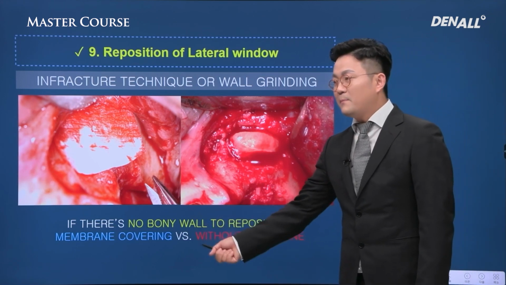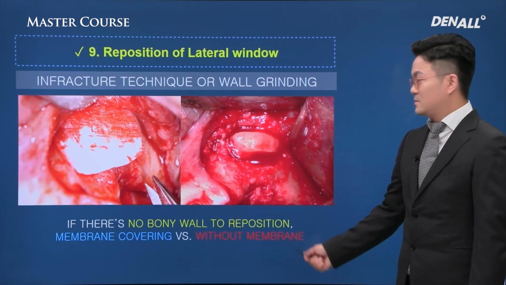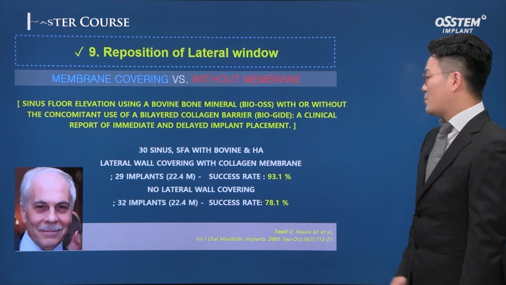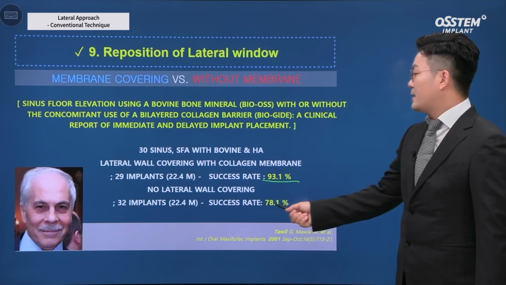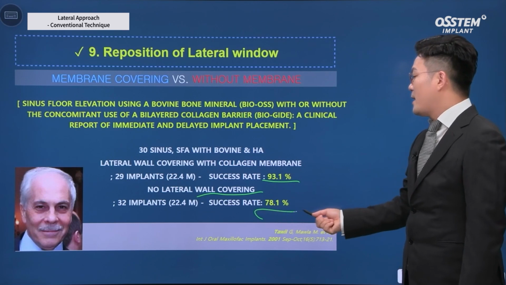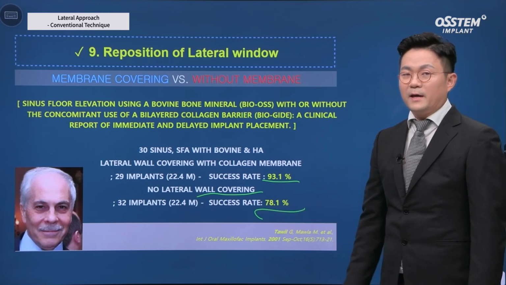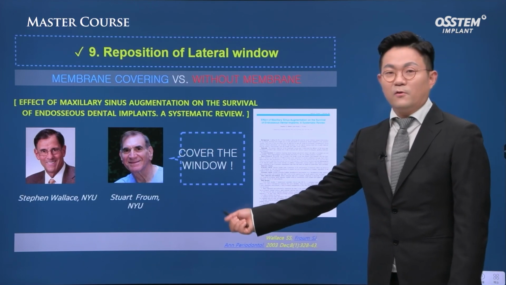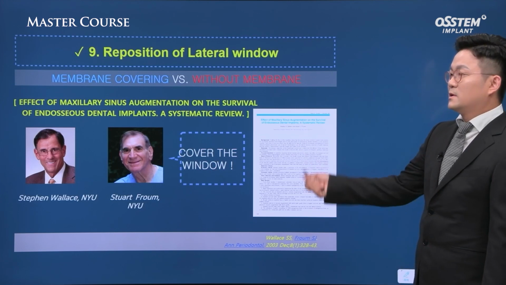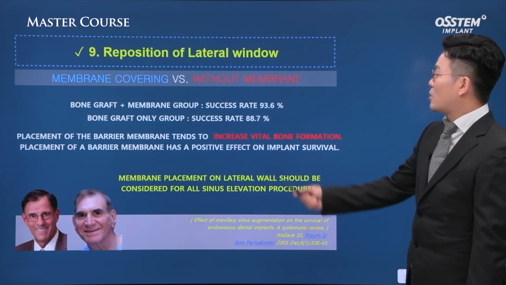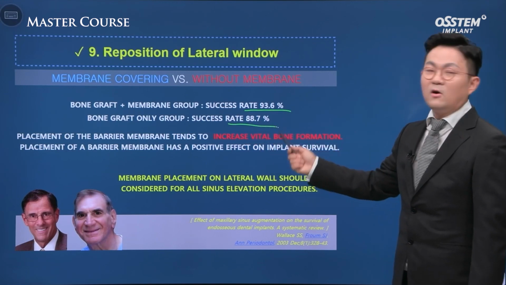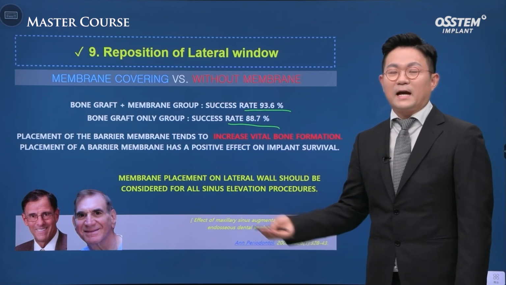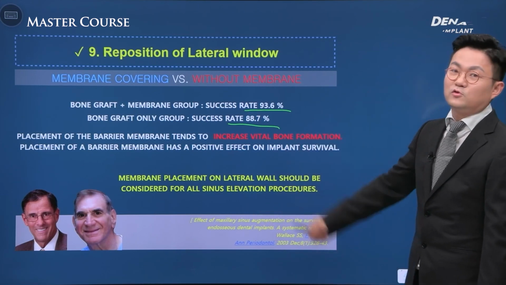But sometimes they say you should do nothing, let it be. So which is better? They compared the two, and in conclusion, they say that without lateral wall covering, the success rate actually went down meaningfully. That's why I'm sharing this data with you. This literature also says the same thing. Between the covered group and the non-covered group, as you can see, there is a significant difference in the success rate. So if there's no wall, if it's fully ground away, then it's better to cover it.